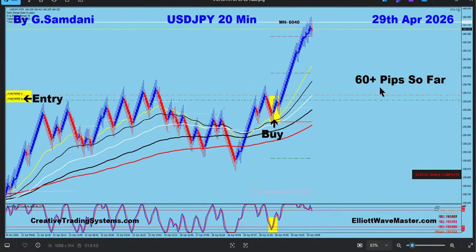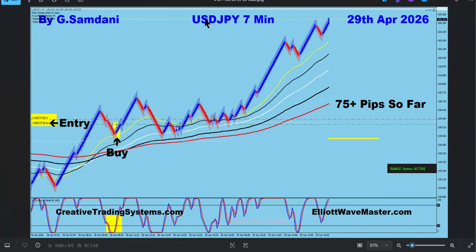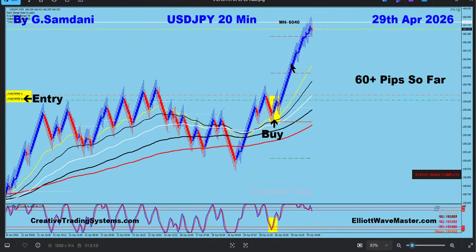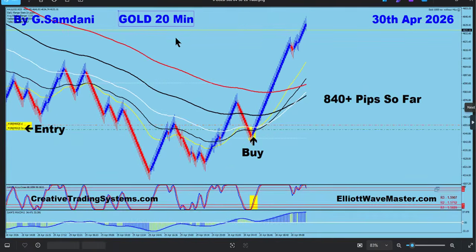This is another one from the 20-minute chart, and you can see how we touched that. That was from the 7-minute chart. I closed that one, but I had this one still open, and after touching the 60-40 right there, I closed it for 60 pip from this chart as well. This is where I was expecting a drop, and that's exactly what happened. And see gold going to the upside. This is after it dropped for wave 2, and this is on the 30th.